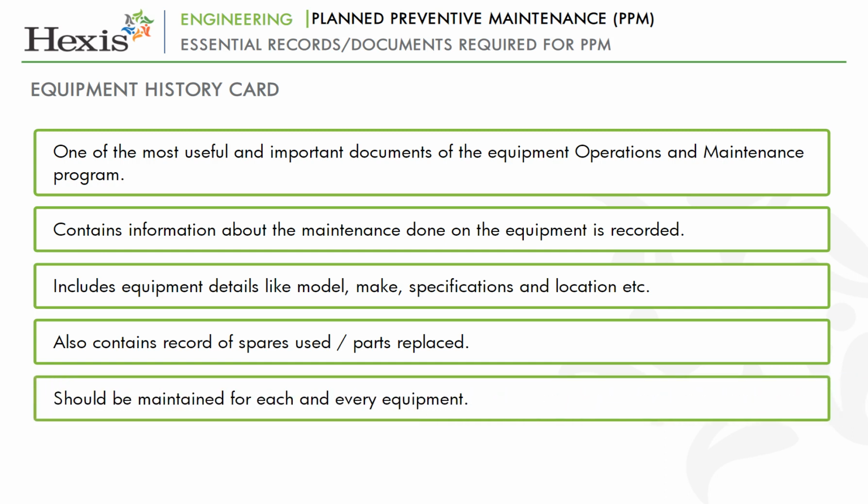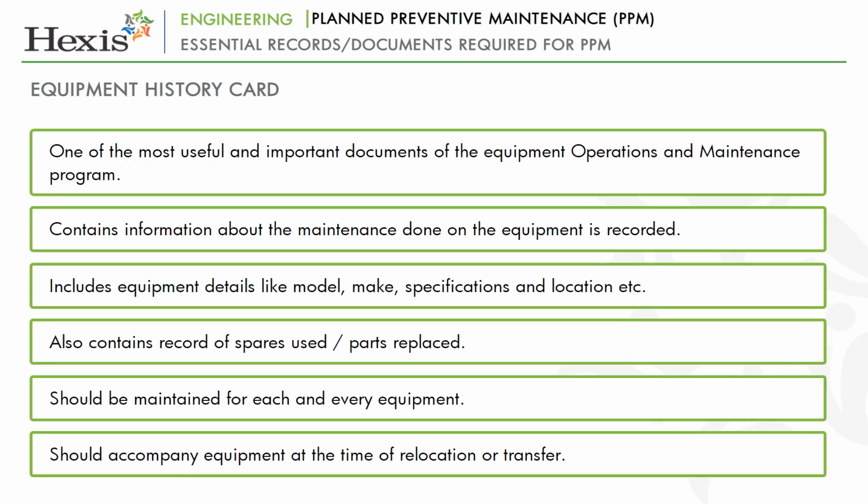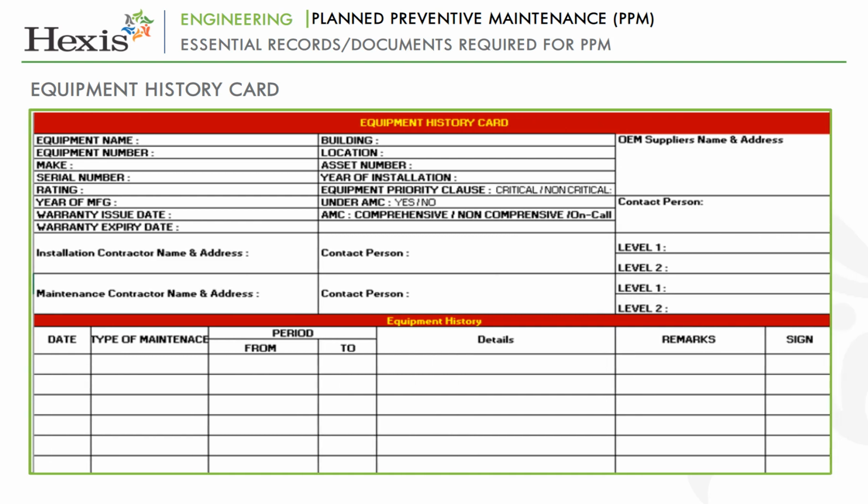A history card is to be maintained for each and every equipment. When the equipment is relocated or transferred to another site, the equipment history card should also accompany the equipment. A sample equipment history card is shown on your screen.